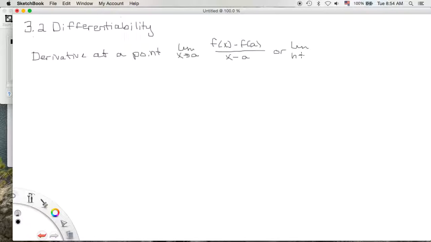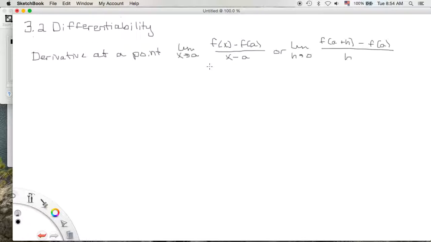The limit as h goes to 0. Remember, h is that space between our x values. Of f at a plus h minus f at a, where a is our point where we're looking for the derivative, all over h. So these are two definitions of a derivative at a point. Remember, we're just looking at the little bit of the function right around the point. Now, if the limit doesn't exist, then there's no derivative there, because that's the whole definition.